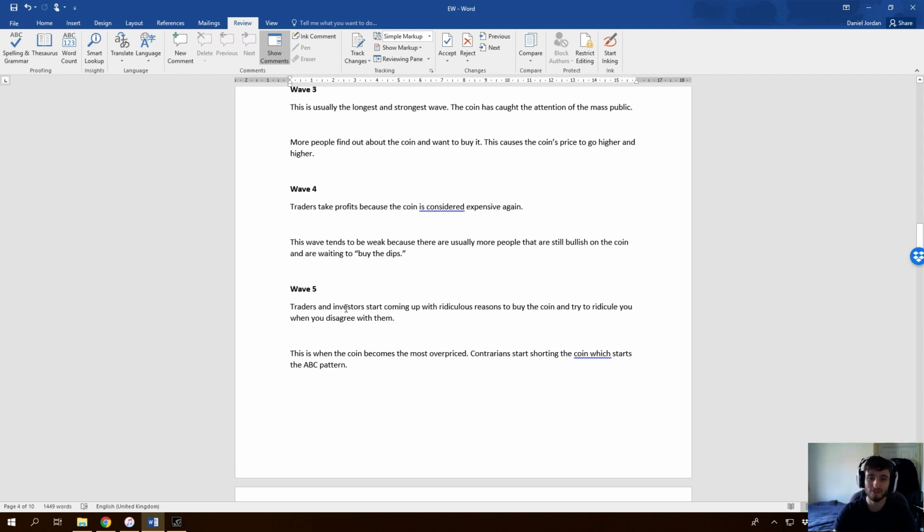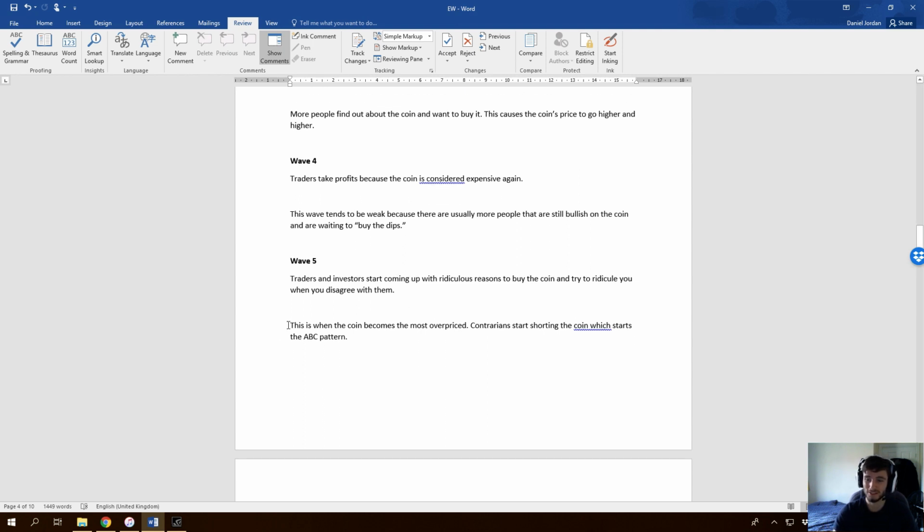So in wave 5, traders and investors start coming up with ridiculous reasons to buy the coin and will try and ridicule you if you disagree with them. You get this all the time on social media like Twitter, and it's just crazy, where people will really try and shill you this coin so hard, and give you ludicrous reasons to buy it, and they will really argue if you try and disagree with them on this coin. It's crazy. You see this all the time, especially on Twitter. So this is when the coin becomes the most overpriced.